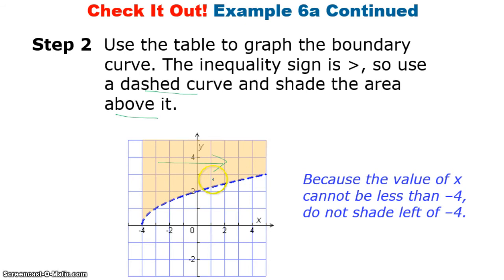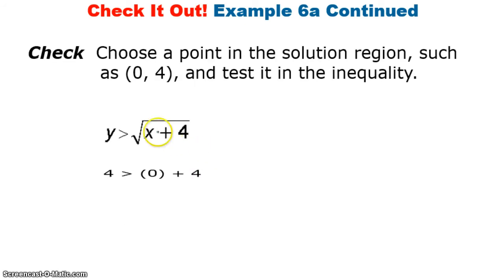Again, pick yourself a point in the shaded area just to do a quick check. Make it easy on yourself. Choosing a 0, 4. So square root of 0 plus 4 is 2, and 4 is greater than 2.